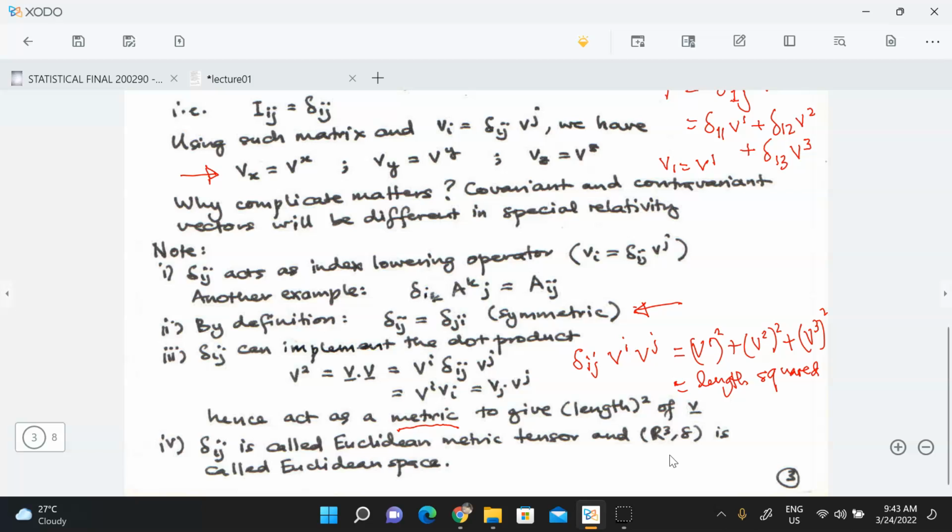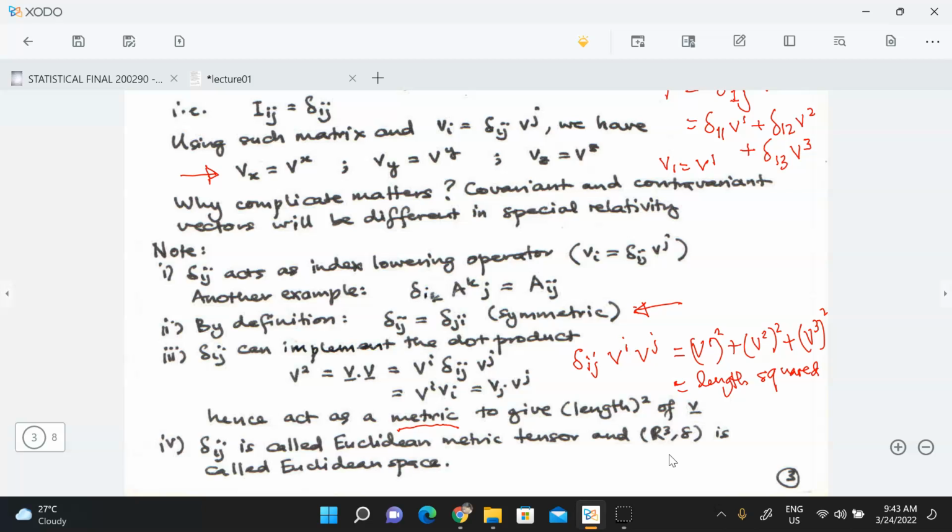Okay? And this object that you have here is essentially your Euclidean length. Euclidean length square. Well, Euclidean length would be the square root, right? So we name this Kronecker delta as your Euclidean metric tensor. Okay? And sometimes we denote the space with the metric tensor. And the metric tensor tells you what?